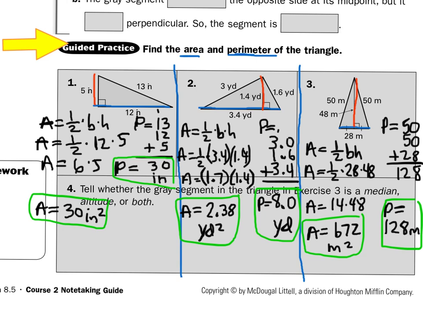Now perimeter, remember, is add up all the outside edges. So we're going to add 50 plus 50 plus 28. And when we added that, we got 128. So the perimeter is 128 meters.